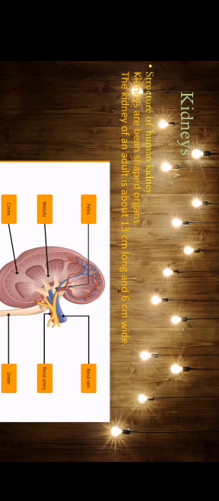Next I am going to talk about the kidneys. Kidneys are bean-shaped organs. The kidney of an adult is about 13 centimeters long and 6 centimeters wide. Here you can see this is the structure of human kidney.